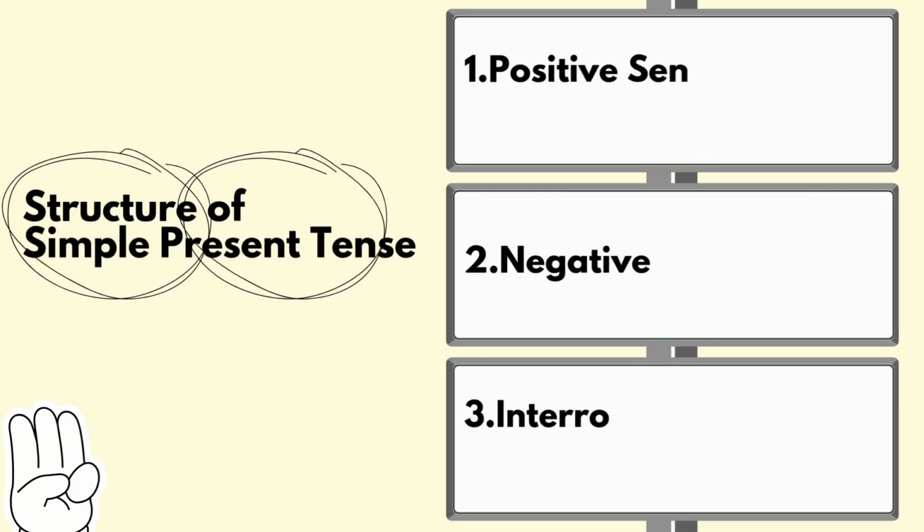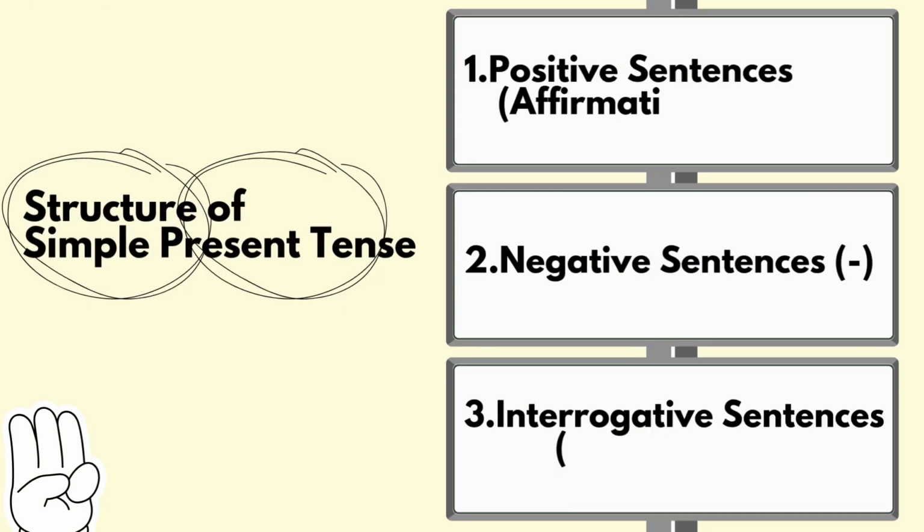In simple present tense, there are 3 structures. For the first, positive sentence or affirmative. For the second, negative sentence. And for the third, interrogative sentence or question.